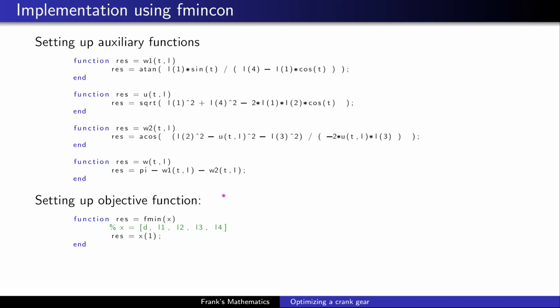More interesting is we need to set up our objective function. Remember, we just want to minimize delta. So our variable x consists not only of the lengths of our crank gear, but also of this auxiliary variable d. So we want to minimize d. I choose it to be in the first position of our optimization variable, and therefore the objective function, I call it fmin, is just x1, or the first component of x. Nothing spectacular here.